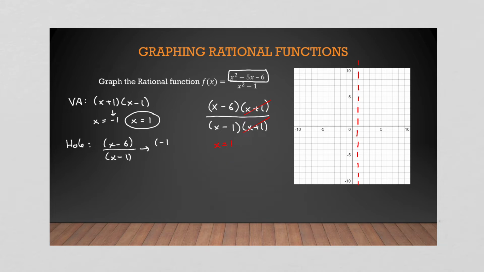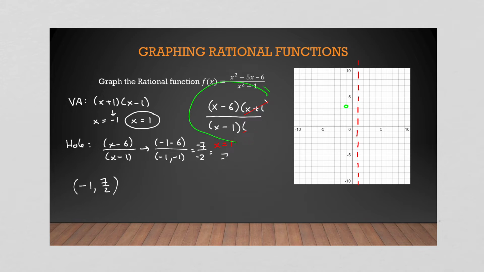So we end up with negative 1 minus 6 over negative 1 minus 1, which gives us negative 7 over negative 2, which gives us 7 over 2. So it means we have a hole at negative 1 comma 7 over 2, which is 3.5. So that means on our graph in green, at x equals negative 1, up 3.5, we're going to have a hole right there. So we know that. Okay, so we've done our vertical asymptotes, and due to the fact that we had a canceling factor here, we have a hole. So those are done and on there.